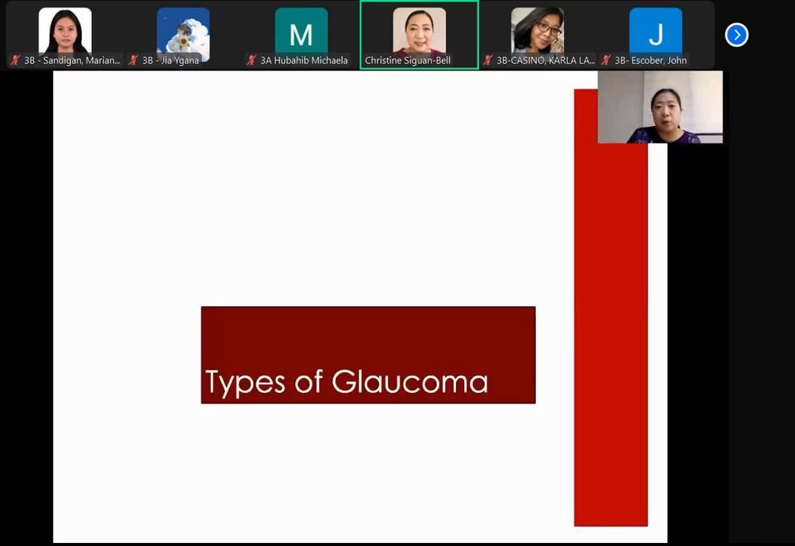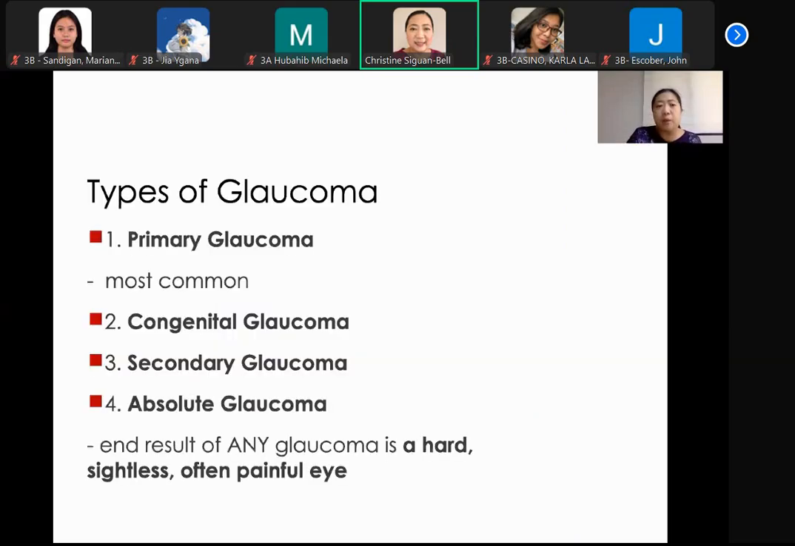Let's go to the types of glaucoma. We have primary glaucoma, congenital, secondary, and absolute. Absolute glaucoma is the end result of any glaucoma that is blind and often painful. The most common type is primary glaucoma.